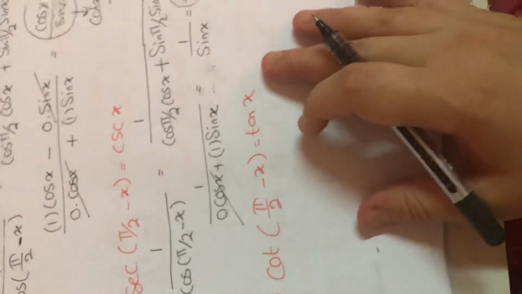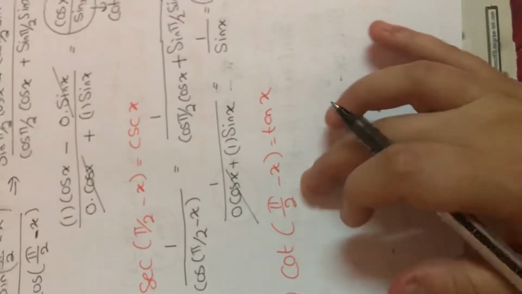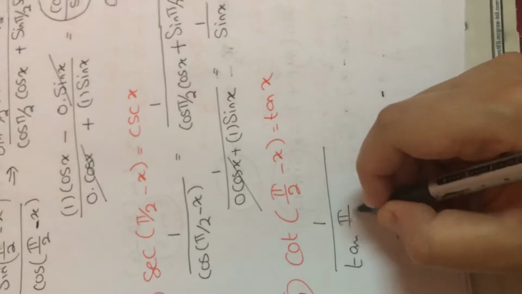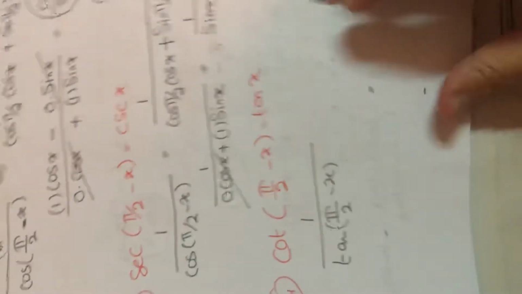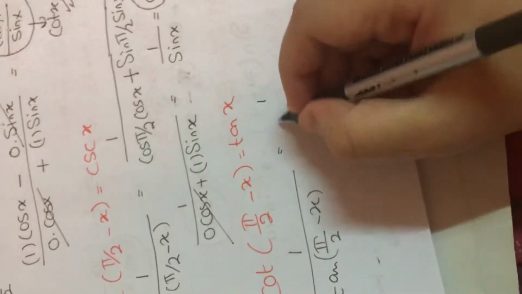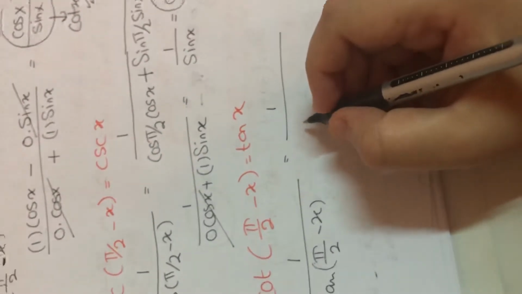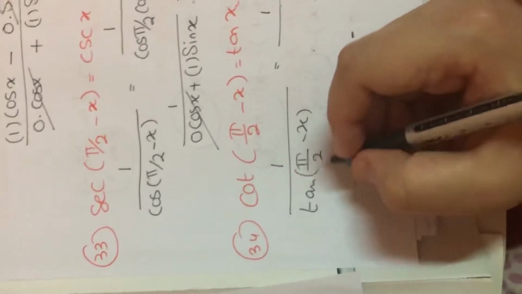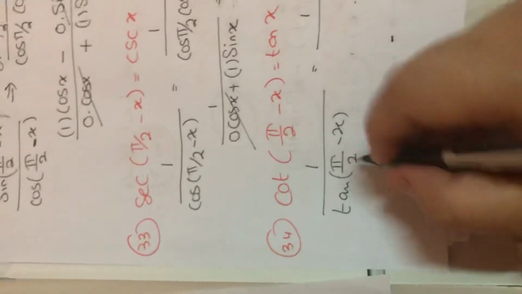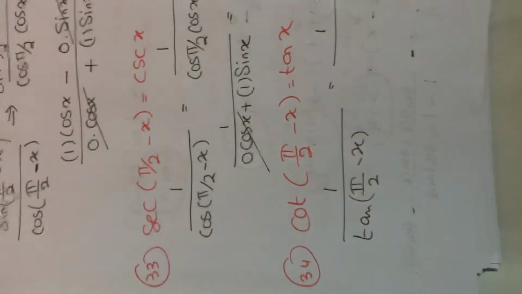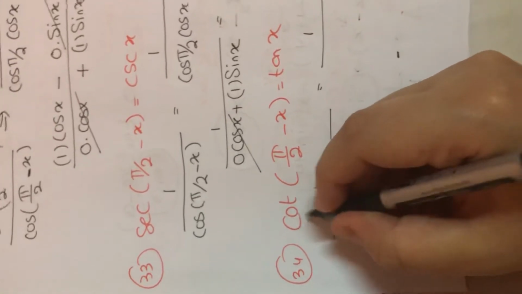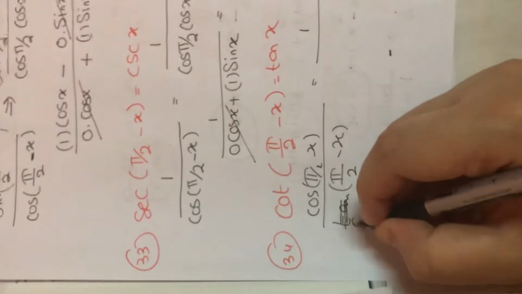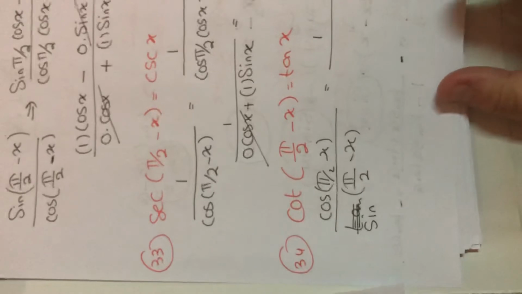Okay, this one, cotan pi over 2 minus x. I don't have difference identities for cotan. I'm going to change it to 1 over tan pi over 2 minus x, and that can be 1 over tan. Oh no, I have the same problem over here. I cannot do tan pi over 2 because tan pi over 2 is undefined, so I'm going to use something else. Actually, I'm going to use cosine pi over 2 minus x over sine pi over 2 minus x, and this is easy for me.